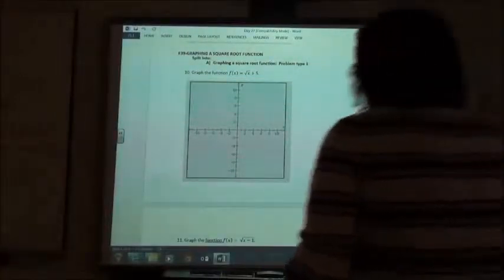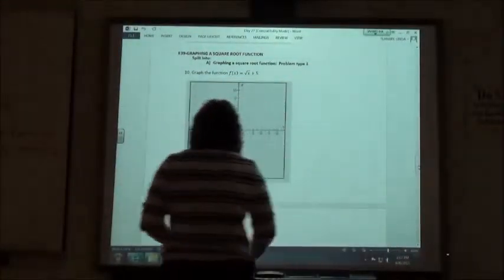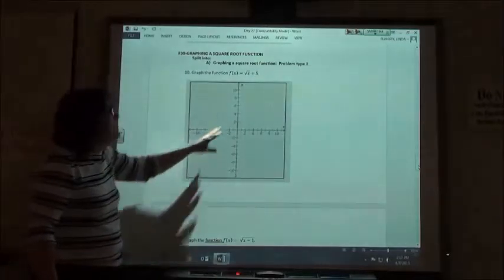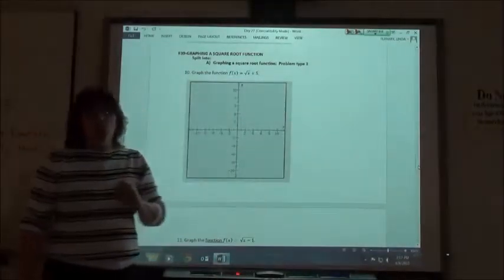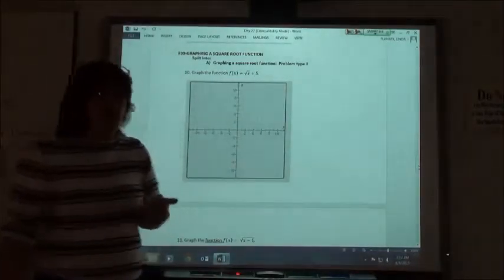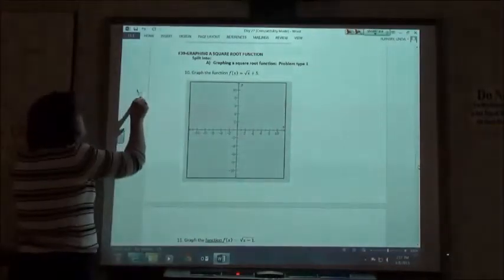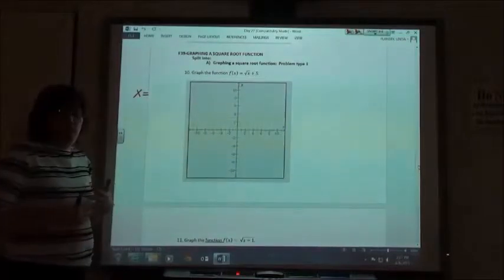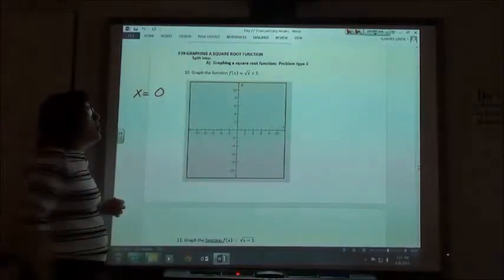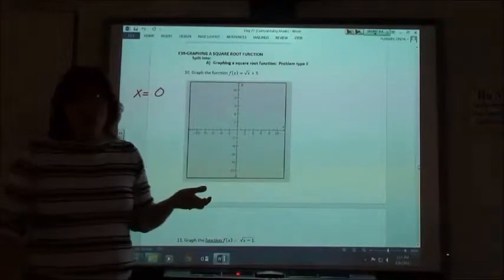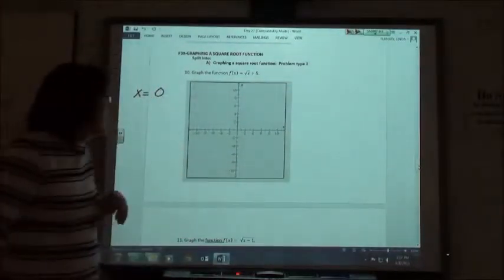All right, number 10, we are graphing a square root function. The whole key to this problem is to make the part under the square root equal to values that are perfect squares. Since here we just have a plain x, this one's going to be a little bit easier. The first perfect square is going to be 0, right? 0 times 0. We can do the square root of 0. We can't do the square root of a negative number.